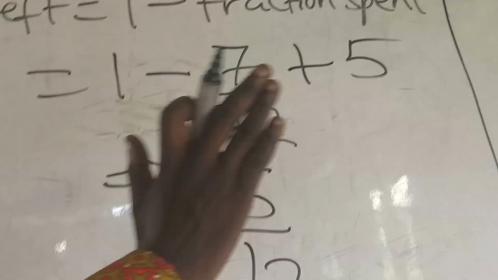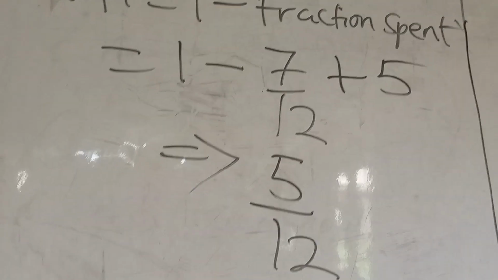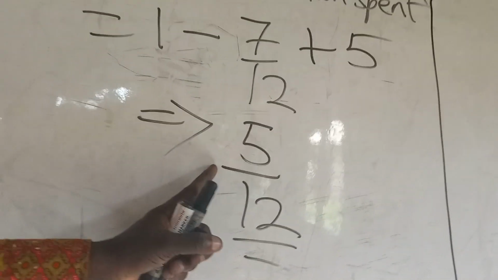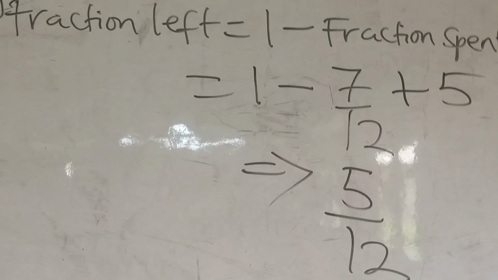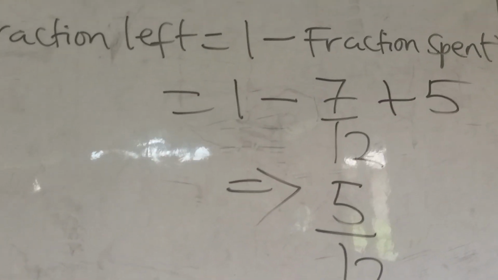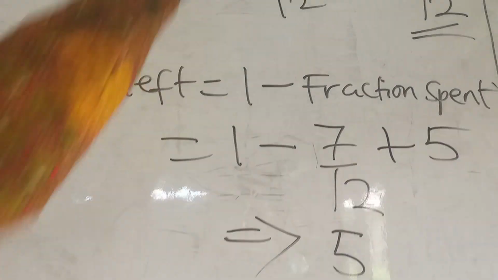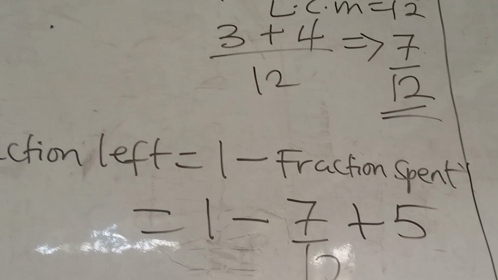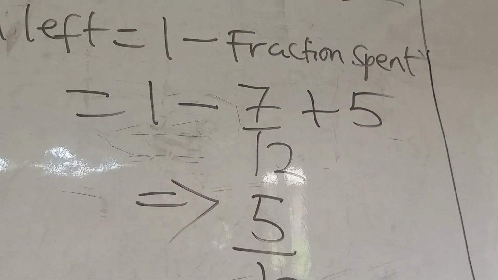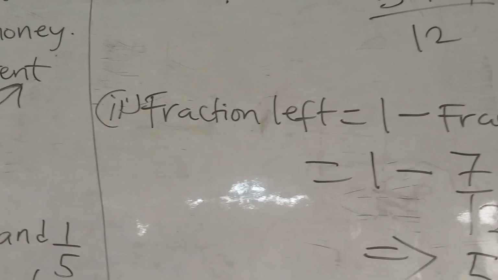This is the simplest method. I want it to be simple. That's why I'm using the simple approach for us to get our fraction left. In case they give you 3 fractions and ask you to find your fraction spent, you add the 3 fractions and solve for your fraction spent. If they give you 4 fractions too, you add the 4 fractions up and find your fraction spent.